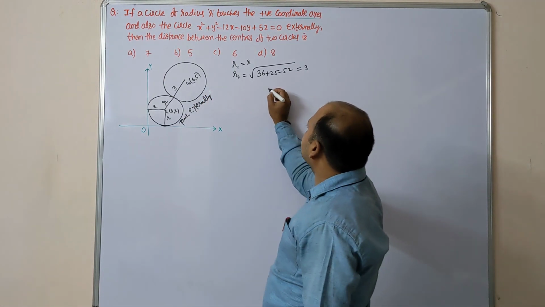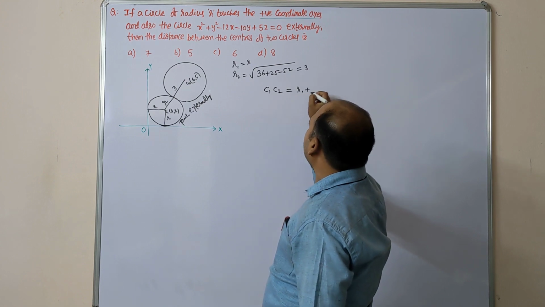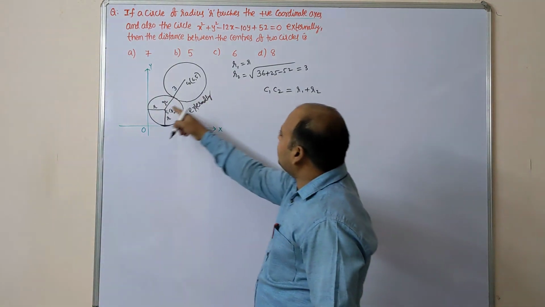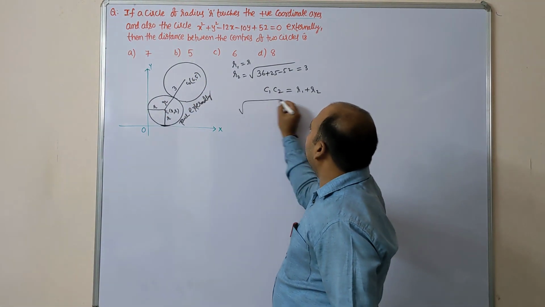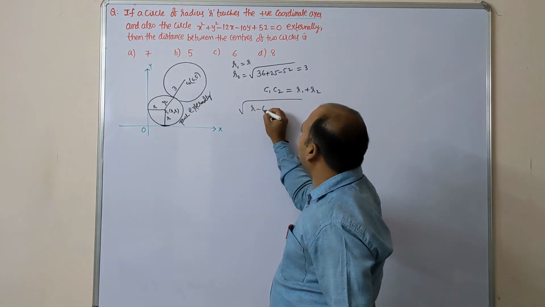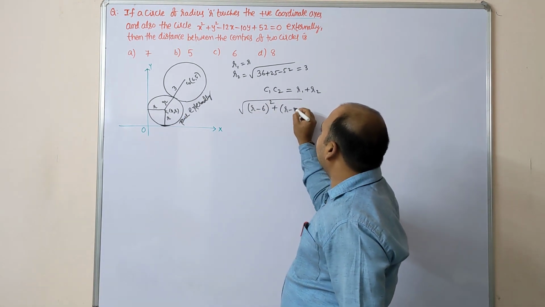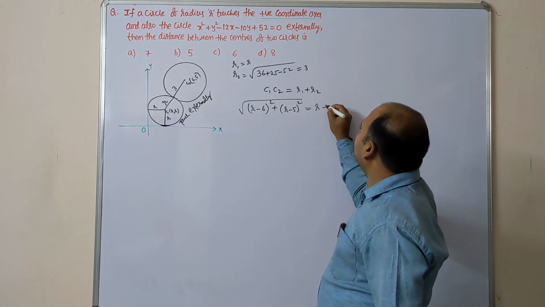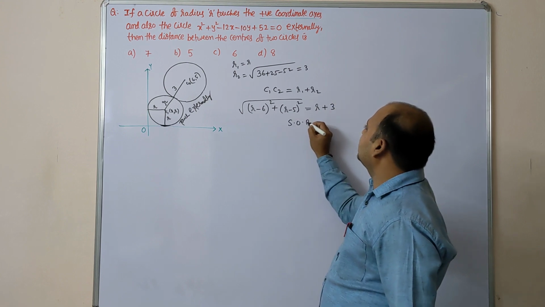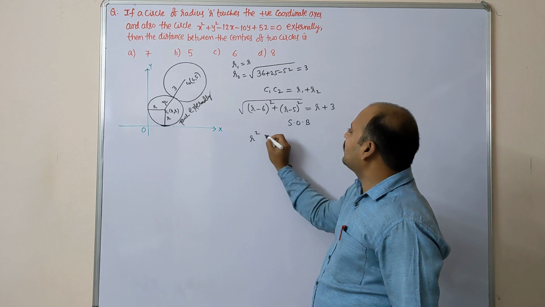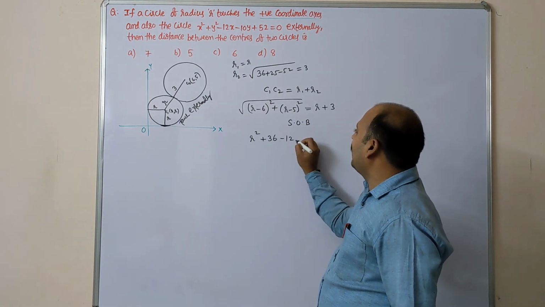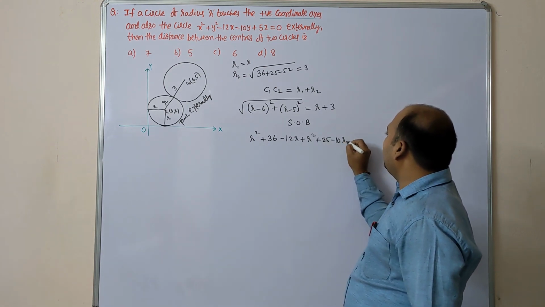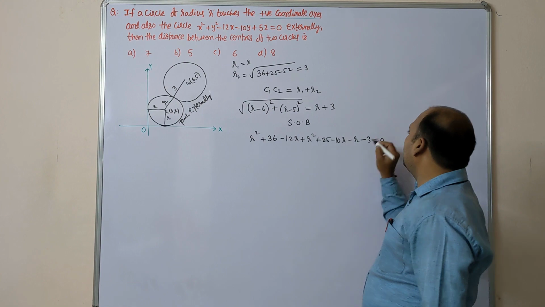Whenever circles touch each other externally, C1C2 equal to R1 plus R2. This is one of the relative positions, dear students. C1C2, distance between them, square root of (r minus 6) whole square plus (r minus 5) whole square, C1C2 is equal to R1 plus R2, r plus 3. Squaring on both sides. So (a minus b) whole square expansion, r square plus 36 minus 12r, r square plus 25 minus 10r, minus r minus 3 equal to 0.